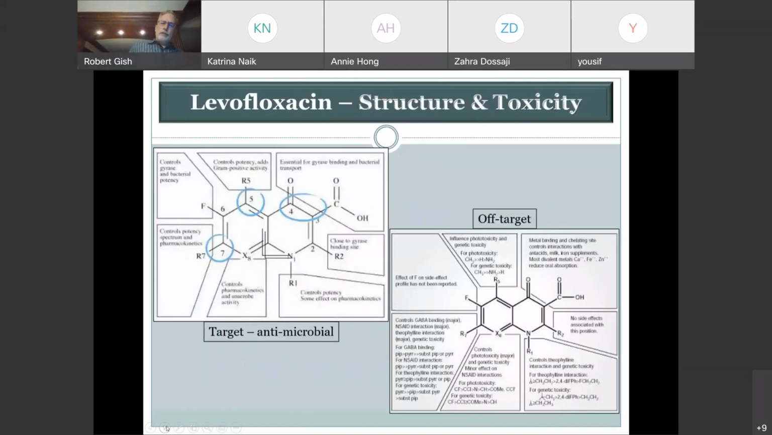Levo looks to be much, much safer. There's a lot of active areas in here that are related to antimicrobial, but because of the structure too, there's a number of side branches that may allow or predict off-target toxicity.